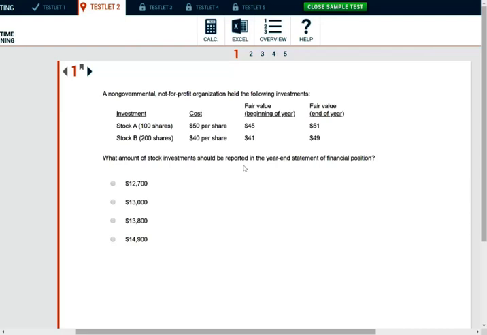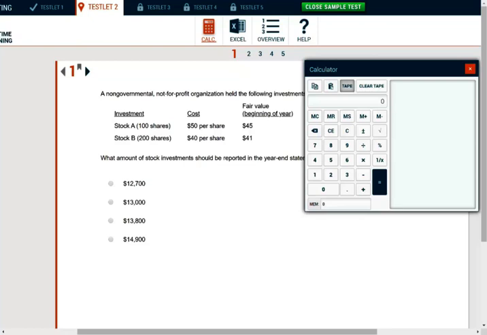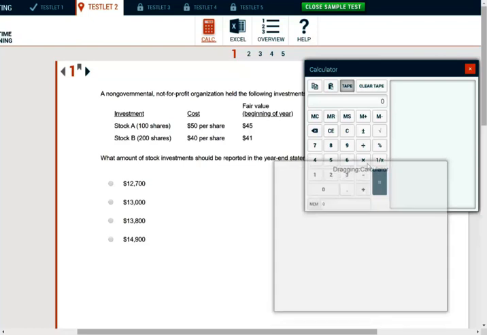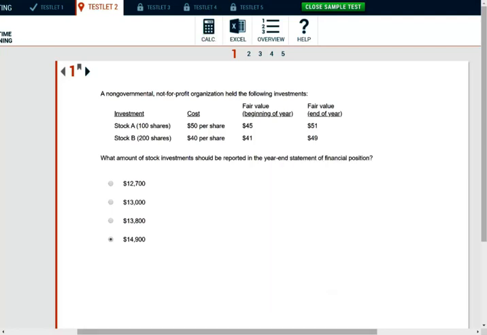Simply put, you're gonna report those at fair value. What does that mean? It means you have to compute the fair value for both investments. So you have 200 shares times $49, that's equal to 9,800, and you have 100 shares at 51, plus 5,100. That's 14,900. Therefore, the answer will be 14,900. Simply put, you need to remember that you have to report them at fair value, whether it's for profit or not for profit, it does not matter.